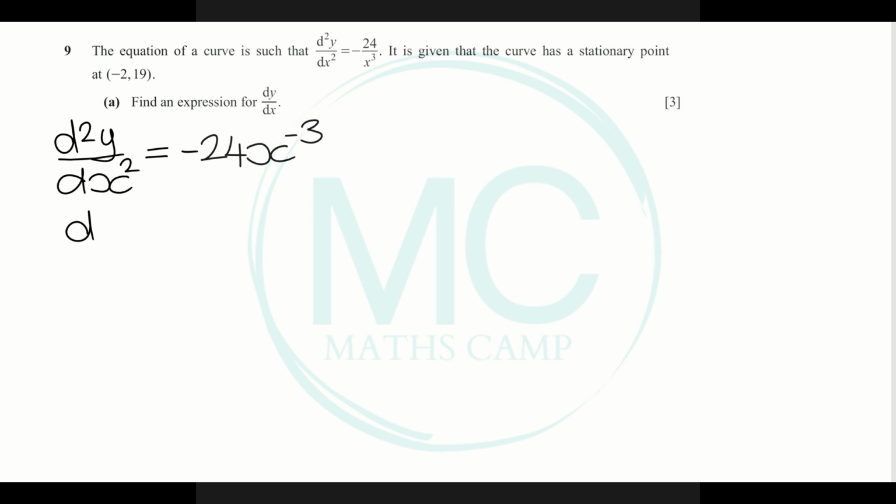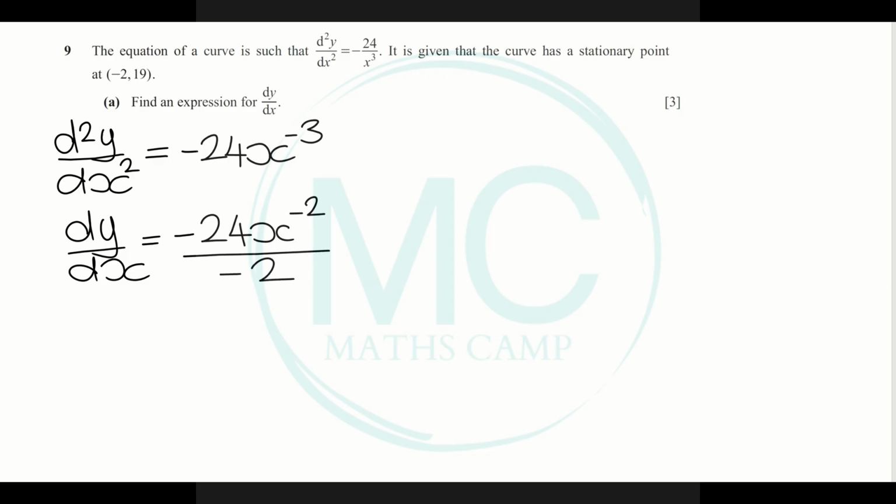So I'm going to say dy over dx is equal to -24 x with an exponent of -3 plus 1 gives me -2, all over -2. Now the negatives will cancel. 24 divided by 2 is 12. So this becomes 12 x with an exponent of -2 plus c.